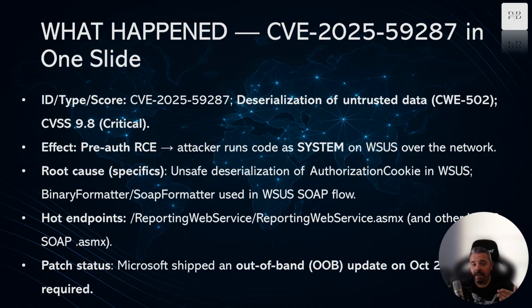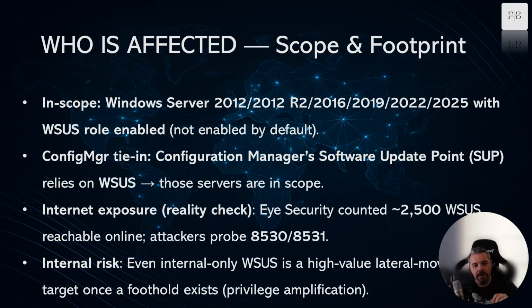In the following slide, I'll show you exactly the blast radius and who's affected, including a quick map of where WSUS typically lives. So here's who's actually at risk and why it matters to you. If you run WSUS, you are in scope, of course. That's Windows Server 2012, 2016, 2019, 2022, and newer builds with the WSUS role installed. If the role isn't installed, you are not directly exposed.